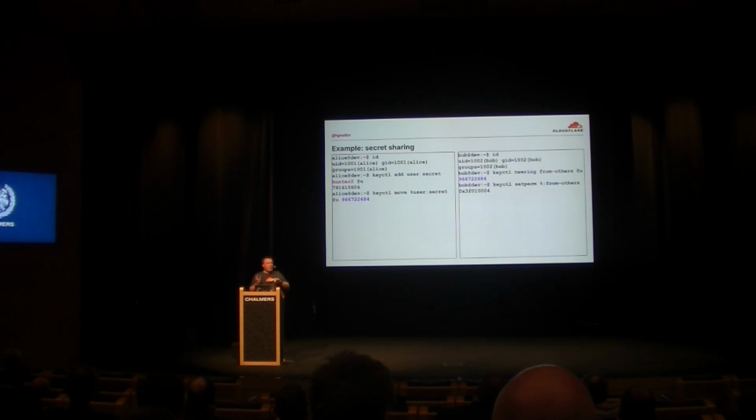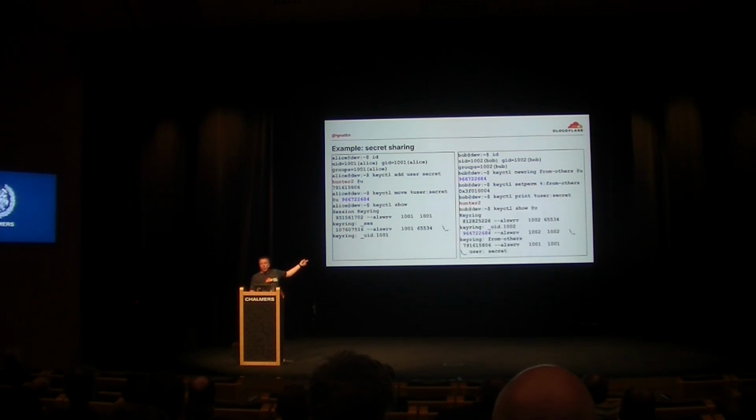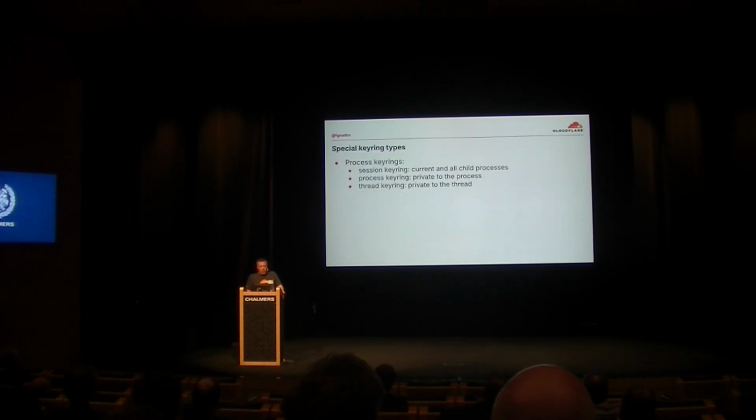What Alice can do is move her key to Bob's keyring. So now we see that Alice doesn't possess the key anymore, and Bob can now read the key and get the secret. Because Bob possesses the key in his keyring, Bob has the permissions to the key. Even though Alice created it, she moved it away and doesn't have access to it. But this is where keyrings become really powerful, with special keyring types.